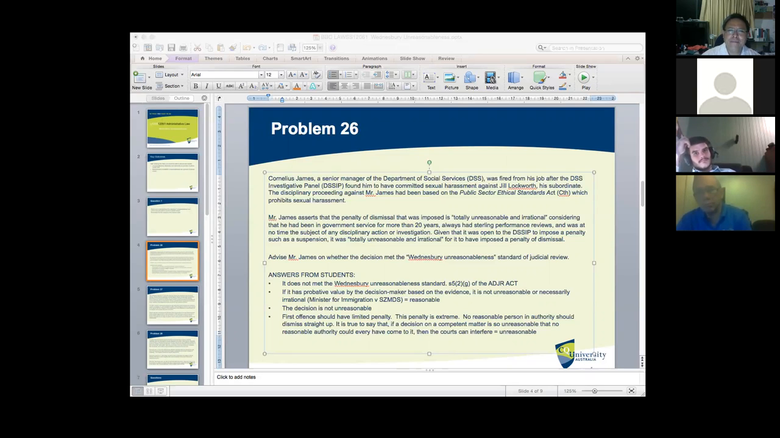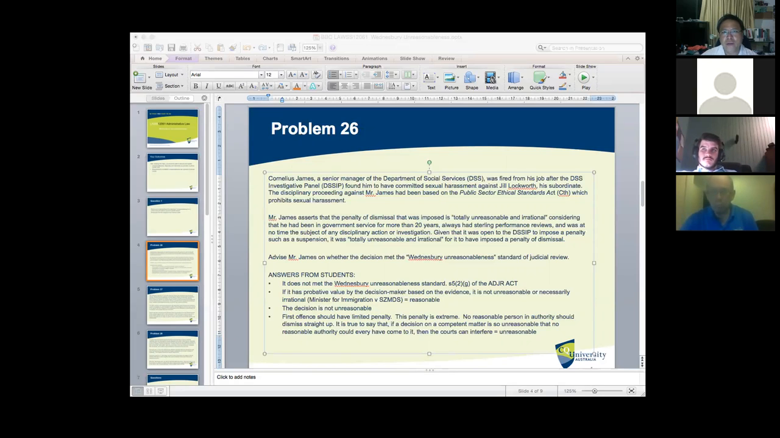Now, would it matter though, because in this case we're talking of Mr. James having been there for 20 years. What if he's only been there for 6 months? Personally, I don't feel like that changes the severity or the punishment for the crime in this context.